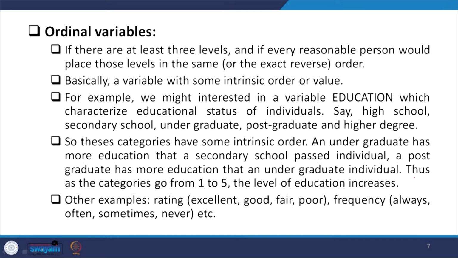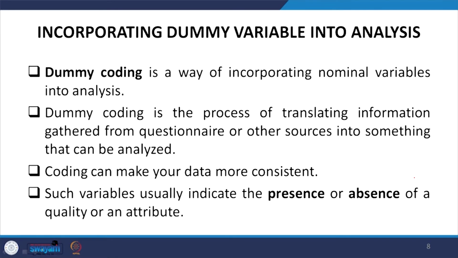Ordinal variables have categories with increasing order. An undergraduate has more education than a secondary school passed individual. If we can categorize in an order, it is very clearly understood that the higher the order, the higher the value in terms of certain attributes. Similarly, we can categorize them 1 to 5 or 5 to 1, but it is better to give higher weightage to higher value or higher magnitude. Other such examples are ratings like excellent, good, fair and poor, frequency, etc.